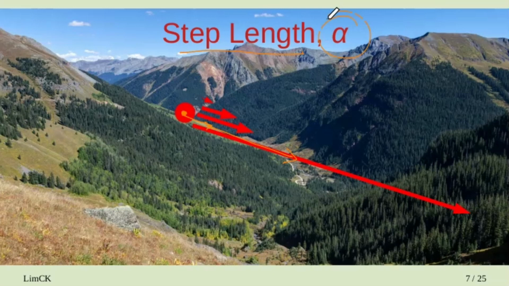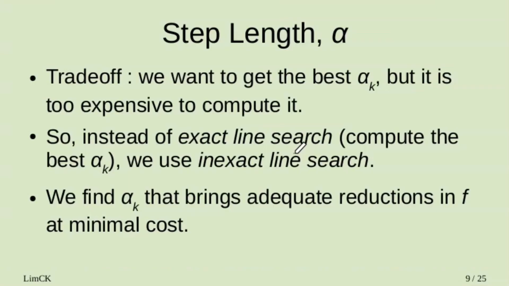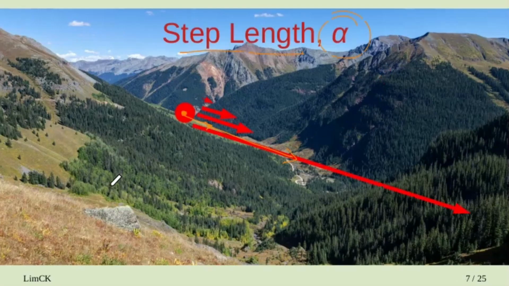So instead of finding the step length which can lead us to the lowest part, we don't do this. Instead of this exact line search, the one that leads us to the lowest part of the valley, we do inexact line search. That means we find some alpha, some step length, which can bring us some adequate reduction in the cost function, but the cost is minimal. As long as the cost is minimal and we have some reduction in the cost function, we can choose that alpha already. We don't need to reach the valley in one step.